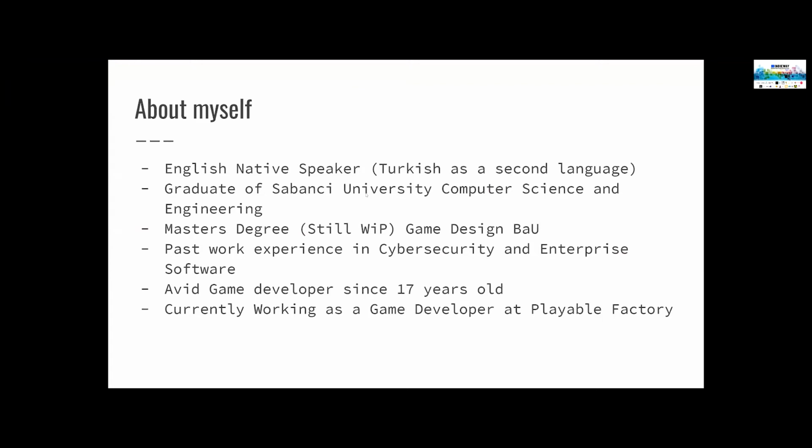My native language is not Turkish, and I'm a graduate of Sabancı University, Computer Science and Engineering. I'm attending a master's degree education at Bosphorus University. In the past, I used to work in cybersecurity and enterprise software, especially cryptography, assembly, antivirus programs. And now I am working as a game developer at Playable Factory, and since 17 I've been writing computer games on PC, iOS, whatever actually.